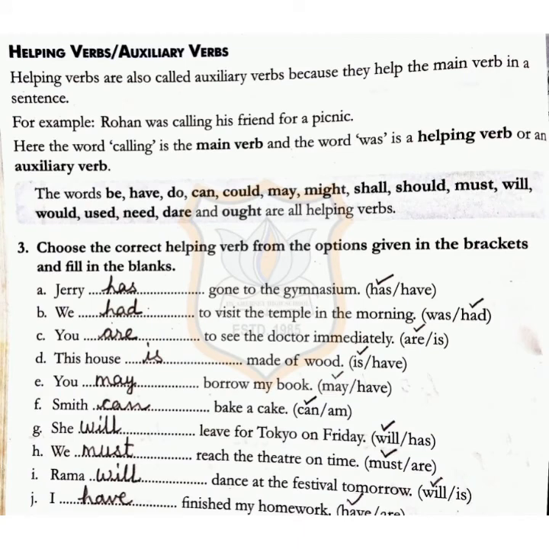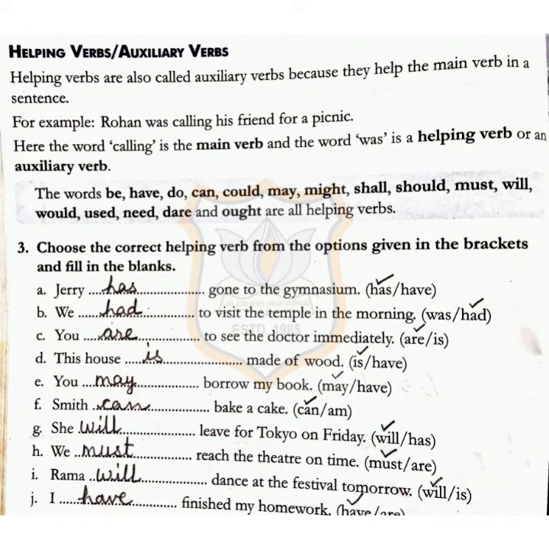Helping verbs are also called auxiliary verbs because they help the main verb in a sentence. For example, Rohan was calling his friend for a picnic. Now here the word calling is the main verb and the word was is the helping verb, or we can say the auxiliary verb. The words be, have, do, can, could, may, might, shall, should, must, will, would, use, need, dare and ought are the helping verbs.